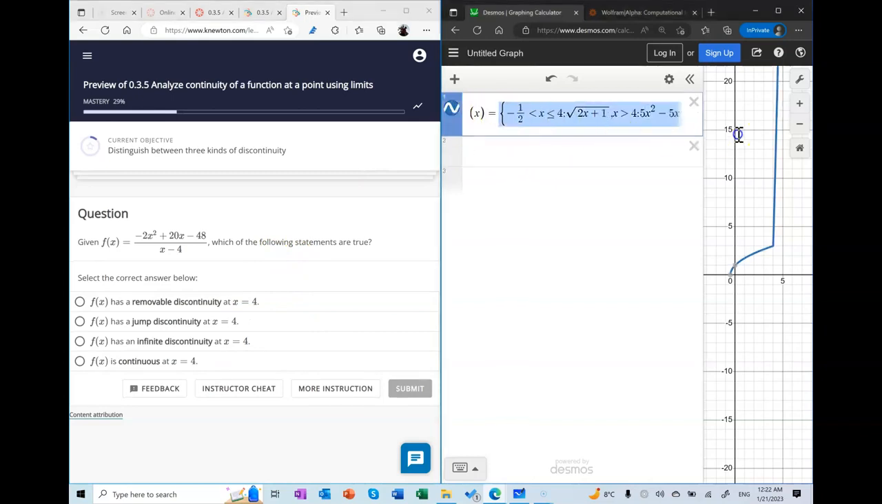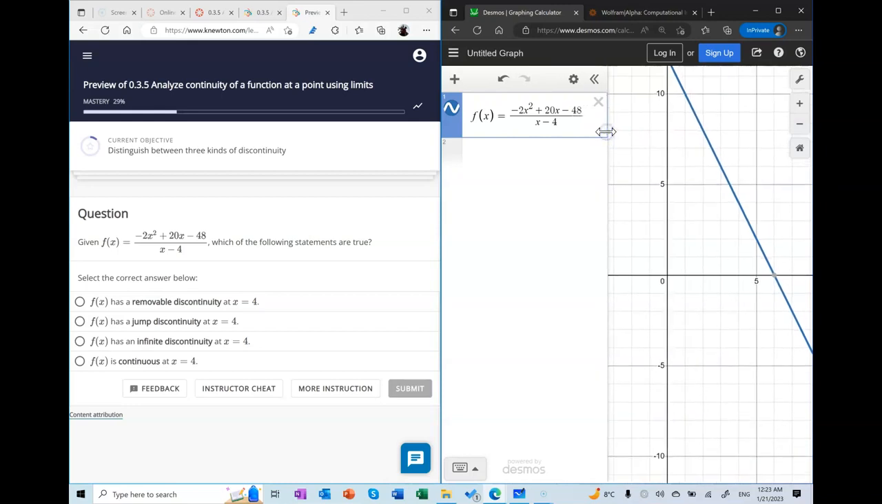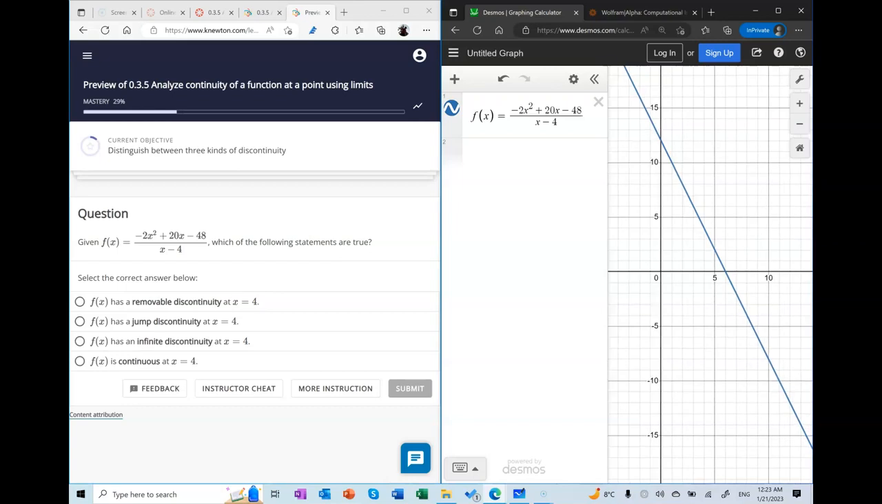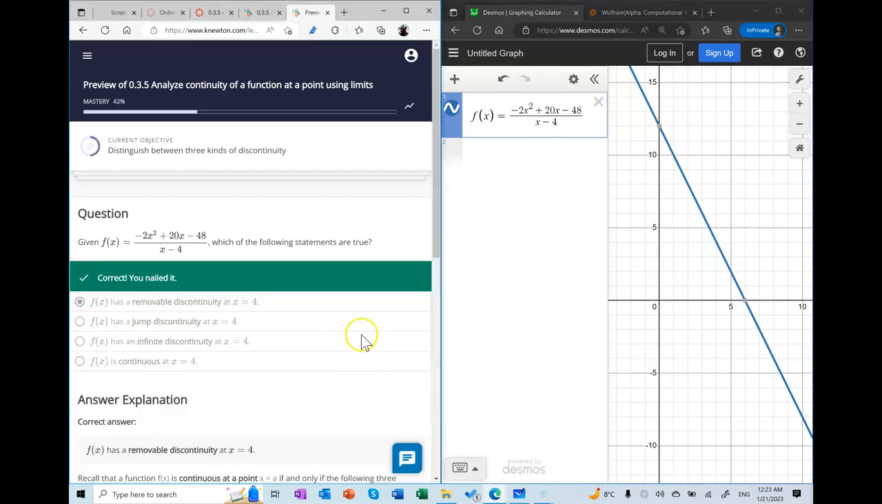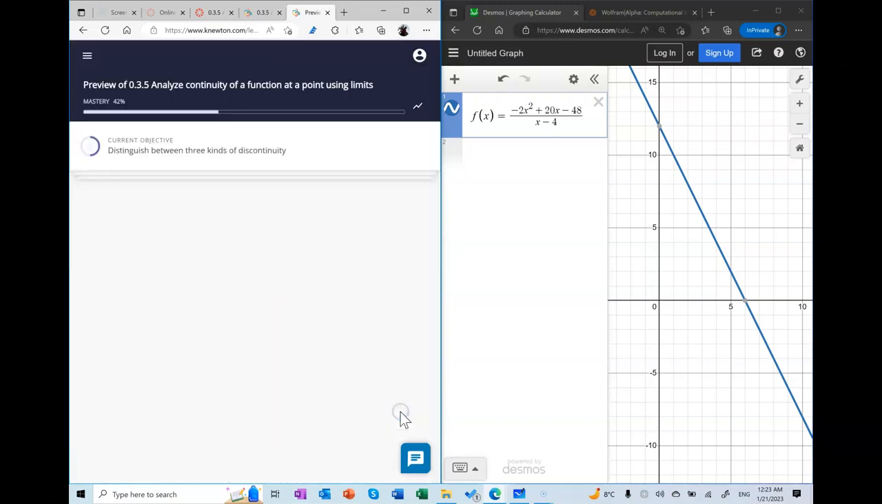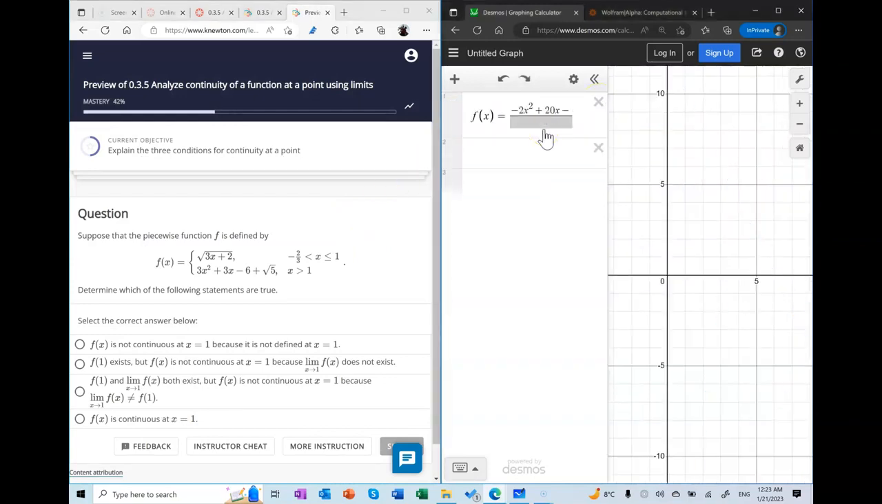To see what's going on with this one, I'm just going to graph it. And it looks like a straight line. That's because this is a well-known rational function. We definitely know how to analyze rational functions. This one looks like a straight line because it has a removable discontinuity at 4. So that's what it looks like, and the first option is the right one. But again, if you want to do it analytically, it's a little bit more involved. But we're not trying to do these questions analytically.